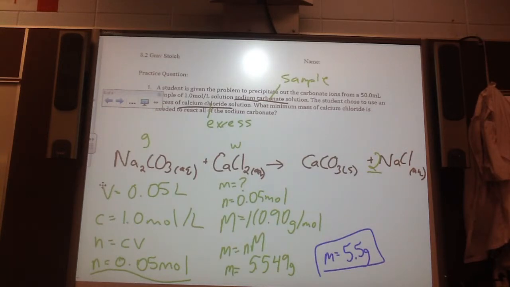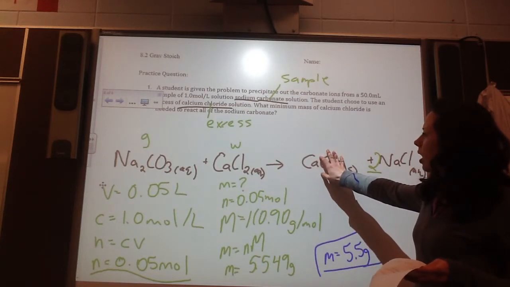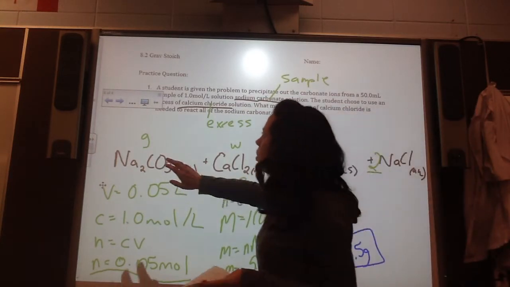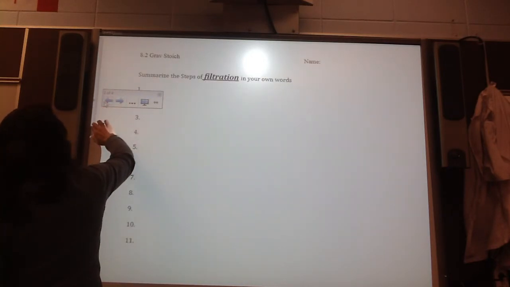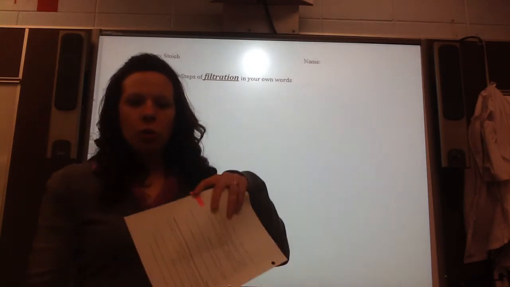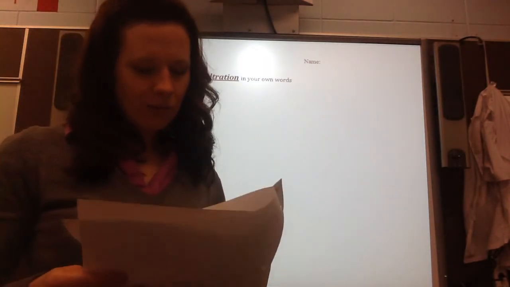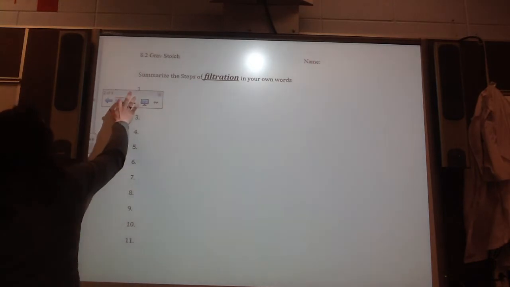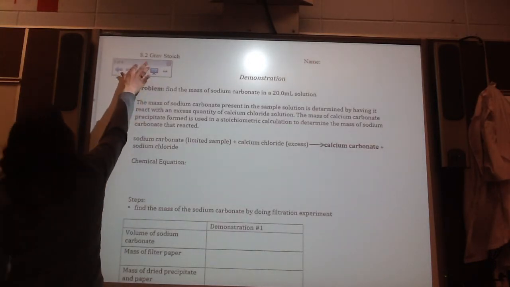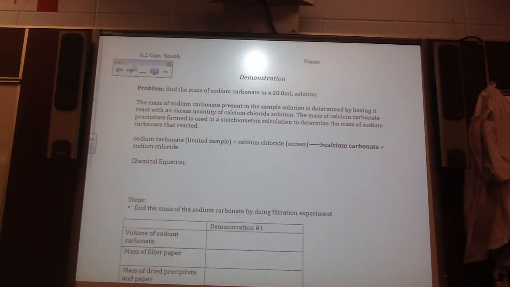Now we can do this experimentally, and we measure out this precipitate. In order to find a precipitate, we need to filter it. So I'll just show you. Well, I'm going to do it without the boys. So let's just jump to this demo. It says, oh, and they're done.